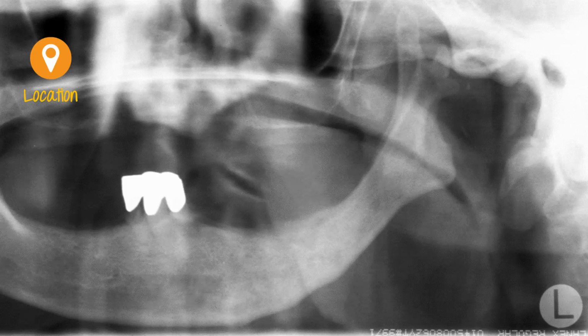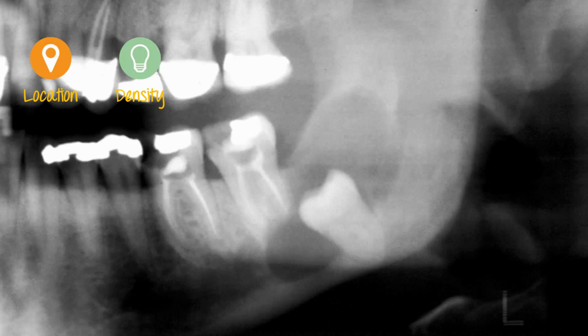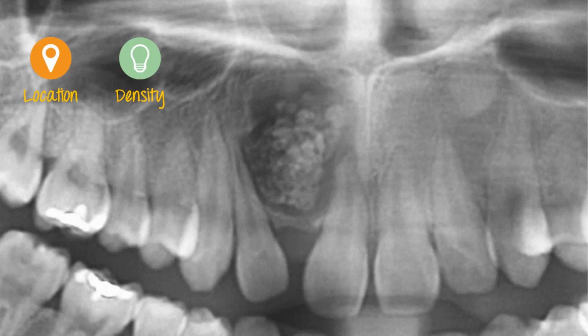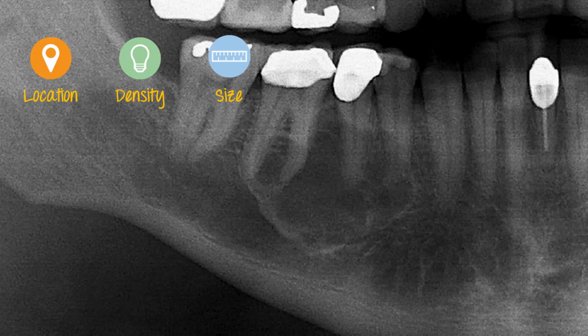The second feature that we'll describe is the density. Is this lesion radiopaque or radiolucent or mixed density? See, it's not difficult to describe, right? The third feature that we'll describe is the size of the lesion. In some images, such as a CBCT scan, we can measure the size in millimeters. Not so on a panoramic radiograph. On a panoramic radiograph, we'll give an approximate measurement.